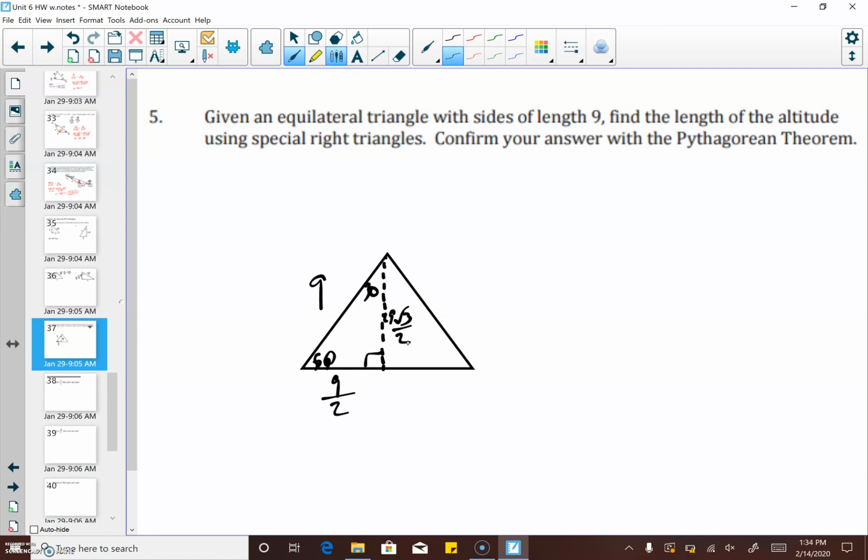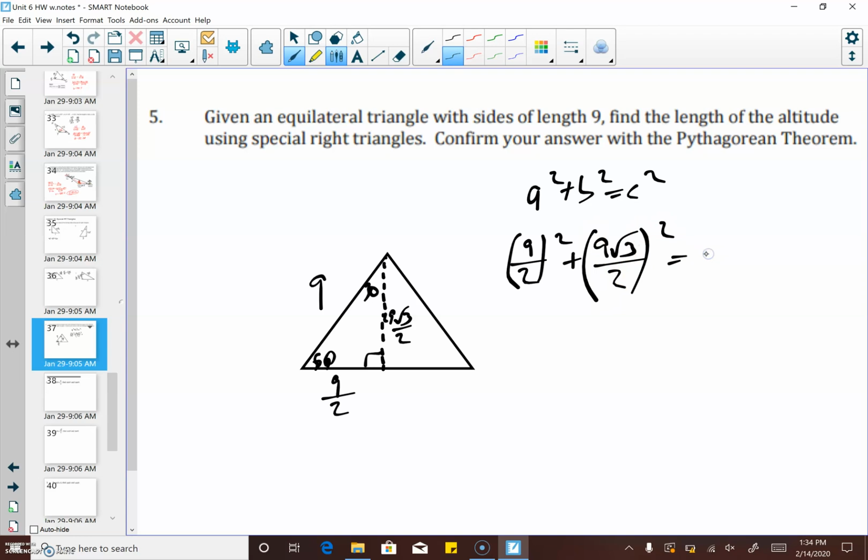So if we wanted to do that in our Pythagorean theorem, so we're a squared plus b squared equals c squared, we end up with 9 over 2 squared plus 9 radical 3 over 2 squared equals 9 squared.